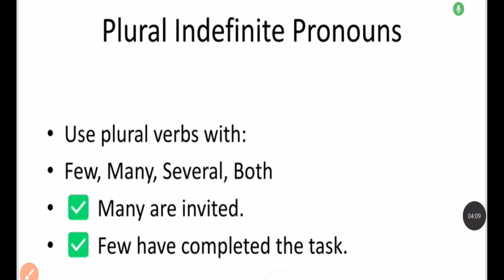There are two types of indefinite pronouns. With singular indefinite pronouns, we will always use singular verb, and with plural indefinite pronouns, we will use plural verbs, like many are invited. Few have completed the task. Here are some examples given of plural indefinite pronouns like few, many, several, both, etc.